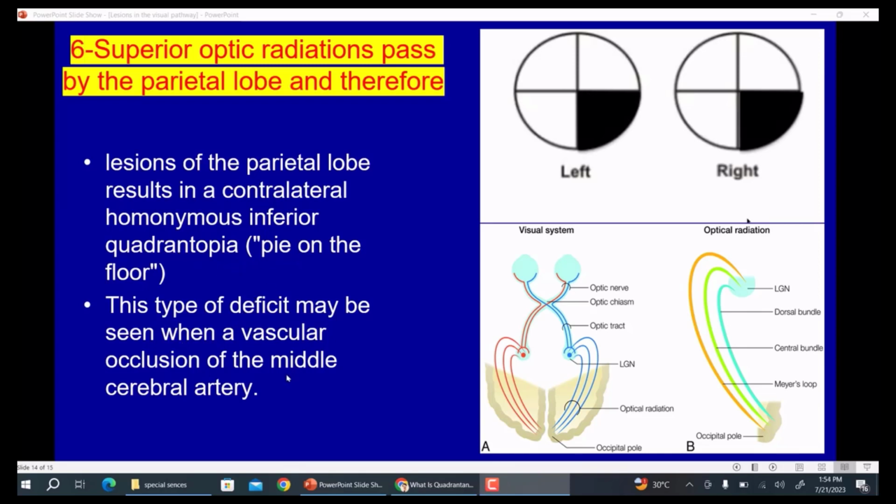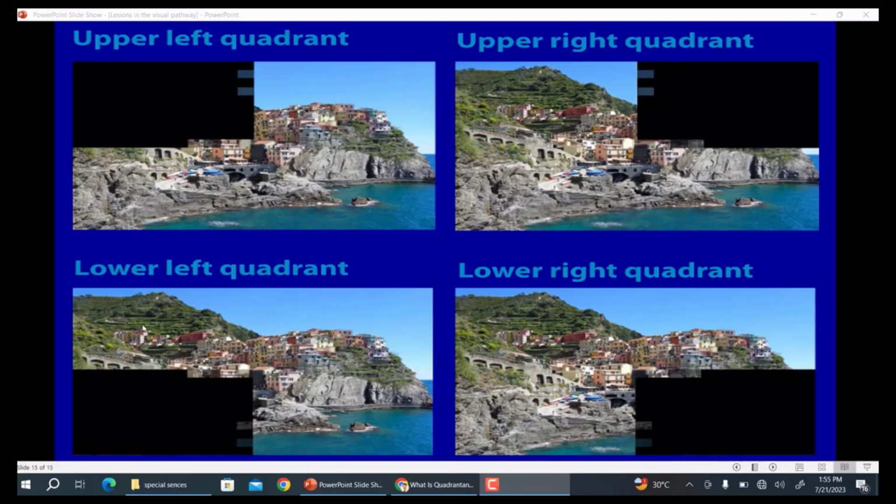This happens with a vascular occlusion of the middle cerebral artery. This is the example here. If he looks up at this scene, he will observe a dark spot when he is looking up to the sky, and if there is a lesion in the parietal lobe, in the lower left quadrant, there will be a dark spot when the patient looks onto the ground.